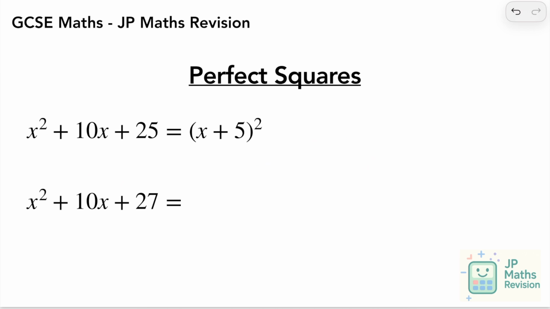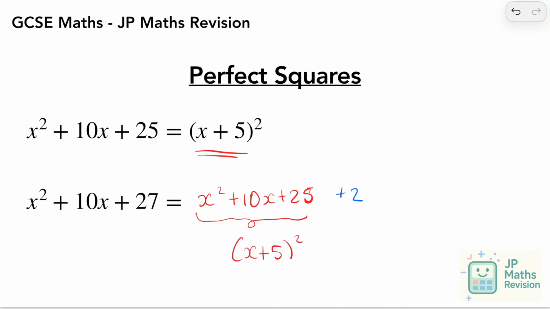So here we have x squared plus 10x plus 27. Now, because I know that this expression is 2 more than x squared plus 10x plus 25, I could write this as x squared plus 10x plus 25, but then plus an additional 2. So what I can do is I can write this as I did above. So I could write it as x plus 5 squared and then plus an additional 2. So this is called completing the square. The objective is to find the closest possible perfect square that an expression belongs to and then complete it by adding or subtracting the difference.